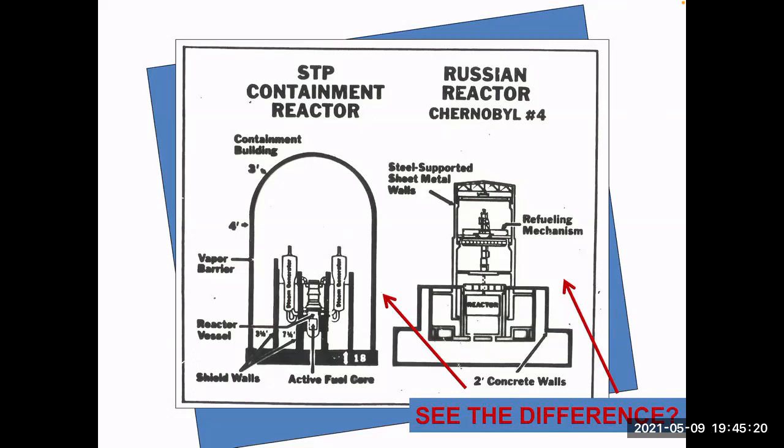In Chernobyl, they have 4 reactors. The number 4 is the one that melted down. If you notice, their reactor has very little around it. They only had 2-foot concrete walls, and that was only around part of the reactor. The rest of it was just sheet metal, kind of like an old barn, a sheet metal building, was all they had around it.